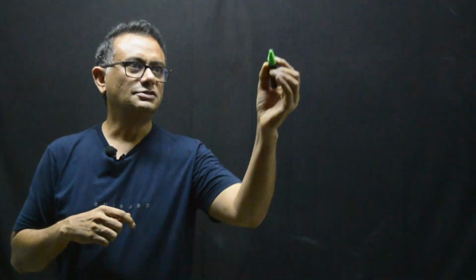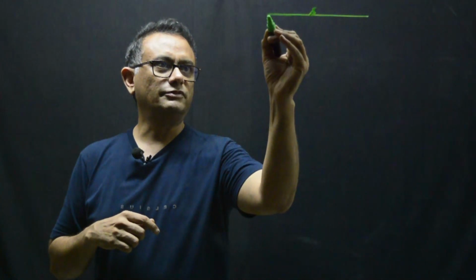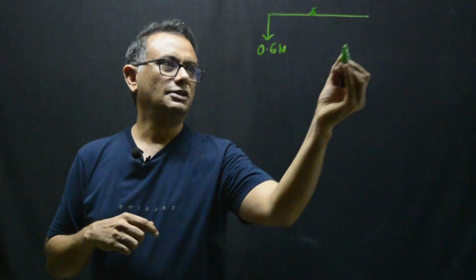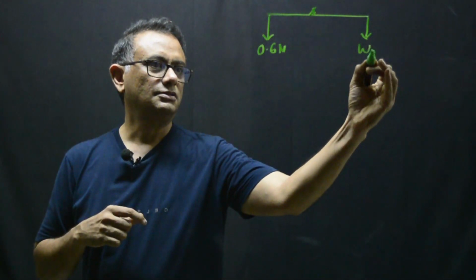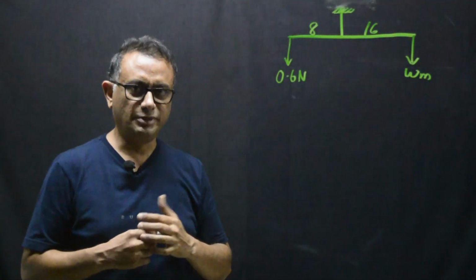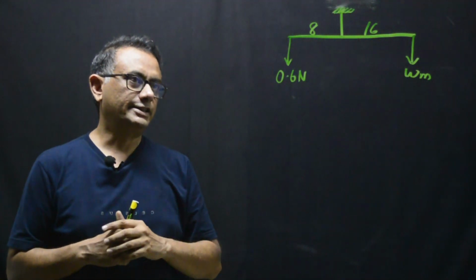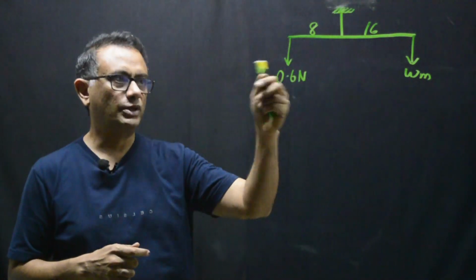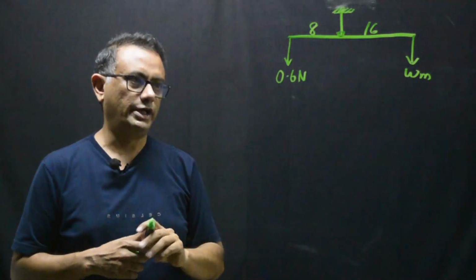Okay, so let's tabulate the values that are given. As you know, this is a simple moments problem where this is the weight of the elephant. It's given as 0.6 Newton, and this is the weight of the monkey. Let's keep it as the weight of the monkey. The numerical can be represented in this way. So 0.6 Newton is the weight of the elephant. It's at 8 centimeters from the pivot. This is the pivot, so you can consider that around this point the beam can rotate.